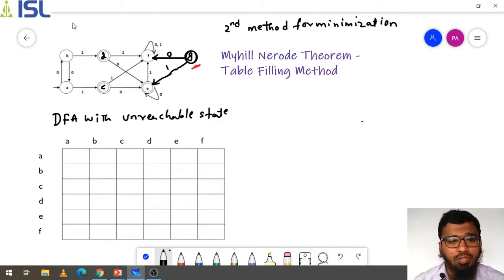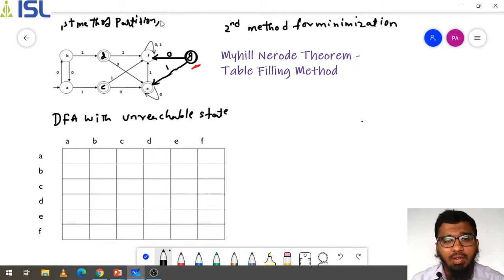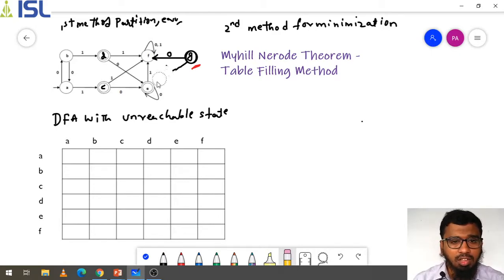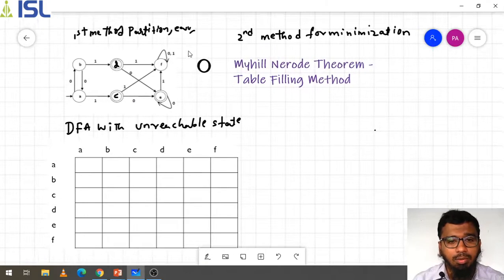even if you go to the first method, what was the first method? The first method was the partition method, or equivalence method. The second method for minimization is the Myhill Nerode theorem or table filling method, which we are going to see today. So whenever we have a state like this, you must not include it. For that, I am erasing this. This is unreachable.